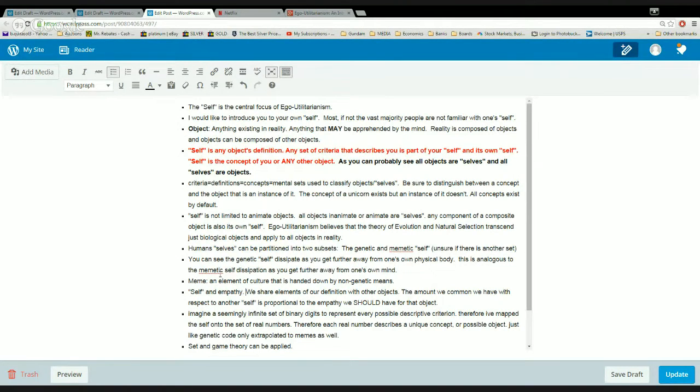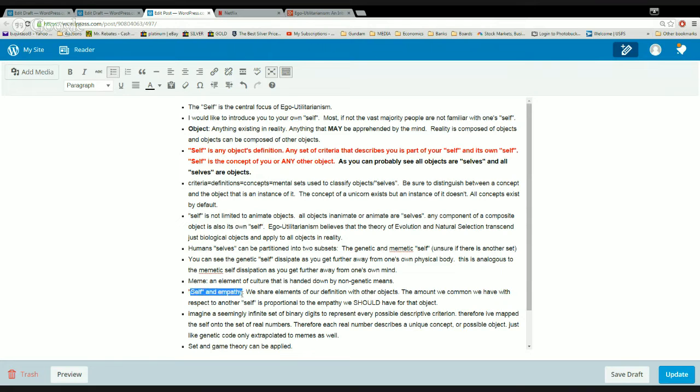So when I talk about mimetic, I'm talking about a meme, which is an element of culture that is handed down by non-genetic means. So ideas, elements of culture, right? Tradition, just behavior that's not genetic, but these are all essentially ideas, or the realm of ideas, because the mind is such an important evolutionary feature of biology. So again, a meme is an element of culture that is handed down by non-genetic means, like ideas.